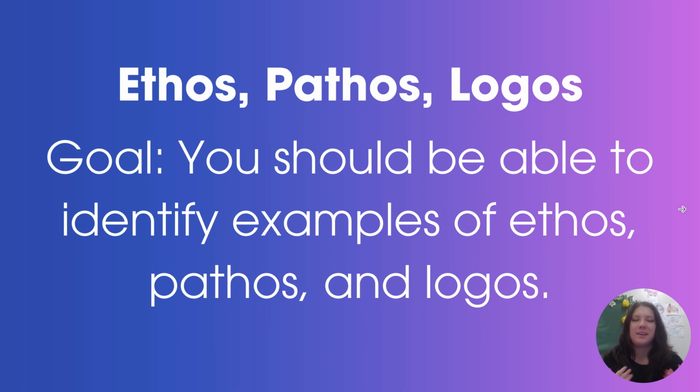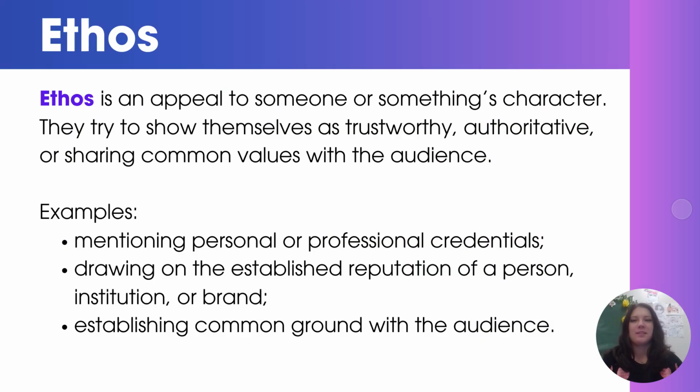The goal by the end of this lesson is that you should be able to identify different examples of ethos, pathos, and logos. So what are they? Ethos. First, ethos is an appeal to someone or something's character, so like who they are as a person. They try to show themselves as trustworthy, maybe authoritative, like they're an authority figure, or that they share common values or beliefs with the audience.